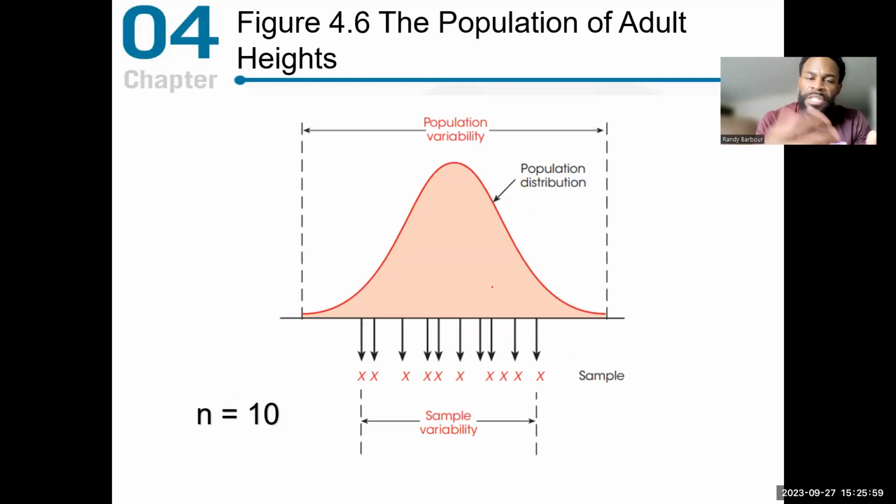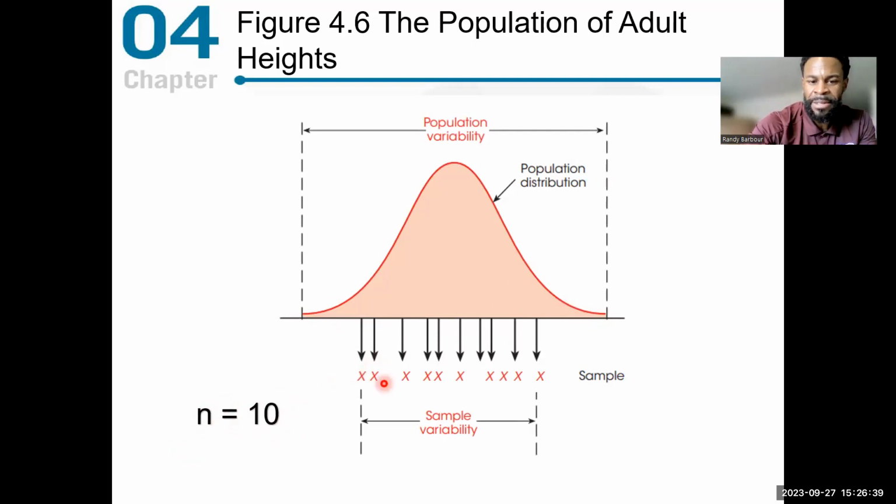All right. So here's just an example of the idea of the variability and how samples are less variable than the population. So if you're looking at this distribution, this is the population of adult heights, right? So in the original distribution, it's a very, very broad, very wide distribution, right? So you have individuals who lie out here, like very, very short people in the extremes. And then you have some very, very tall people in the extremes to the right. Okay. They took a sample of n equals 10.